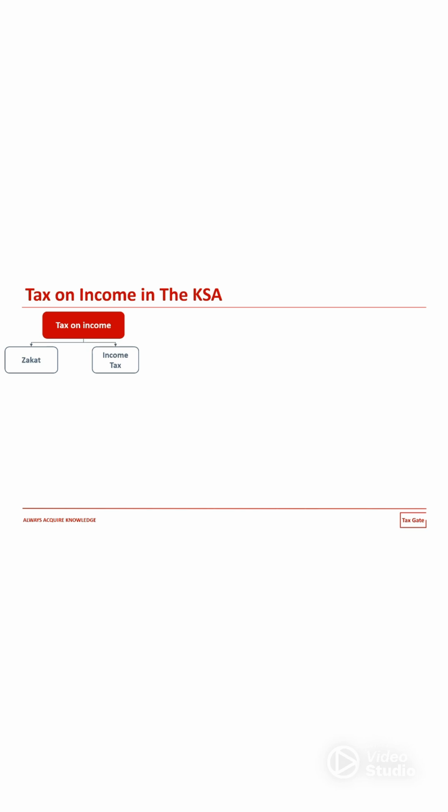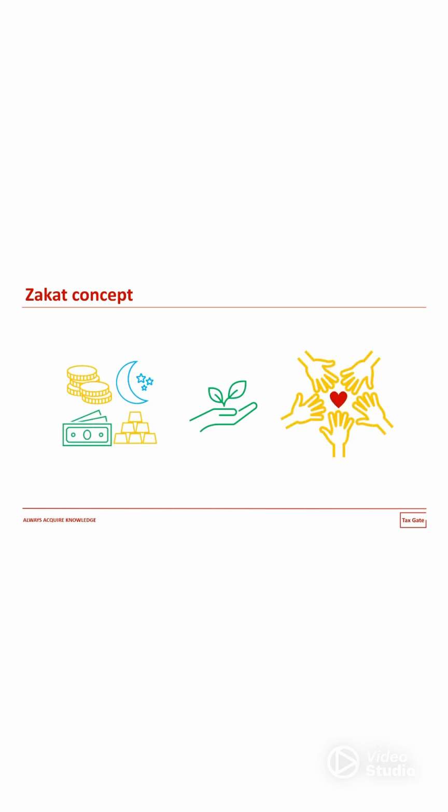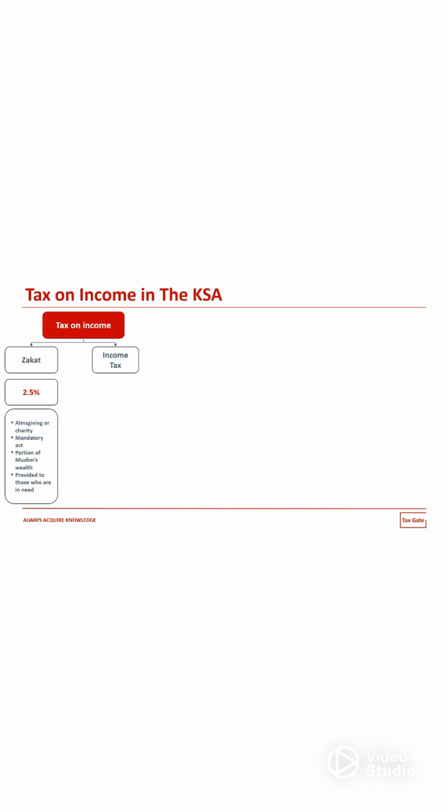Zakat is based on Islamic concepts, and Zakat is a form of almsgiving or charity, being a mandatory act of giving a portion of Muslims' wealth with specific threshold to those who are in need. Zakat is typically calculated as 2.5% of a Muslim's accumulated wealth, including savings, investments, and certain assets, if they meet or exceed a specific threshold. Saudi investors and those from GCC countries who are considered to be Saudi citizens for Saudi tax purposes are liable for Zakat. Well, that was briefly for Zakat, and now let's move to the income tax.